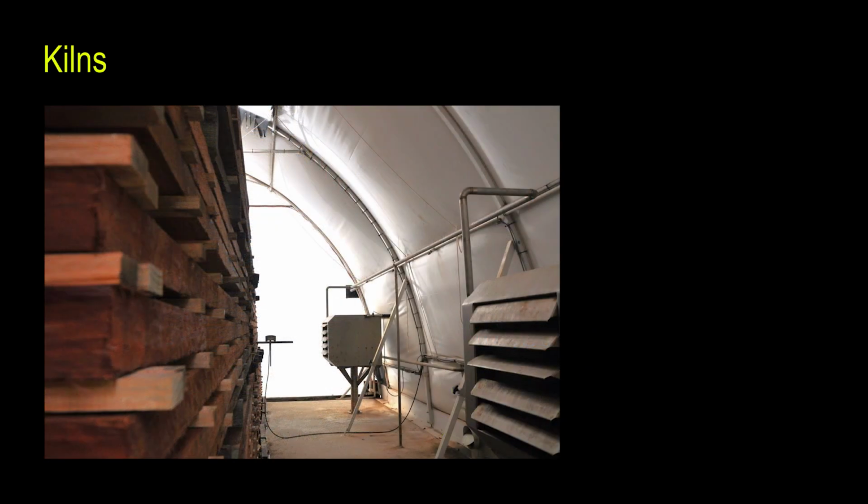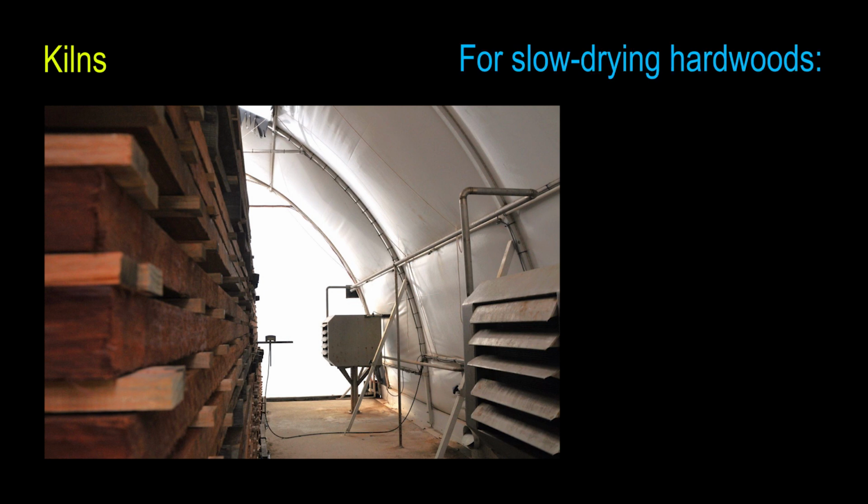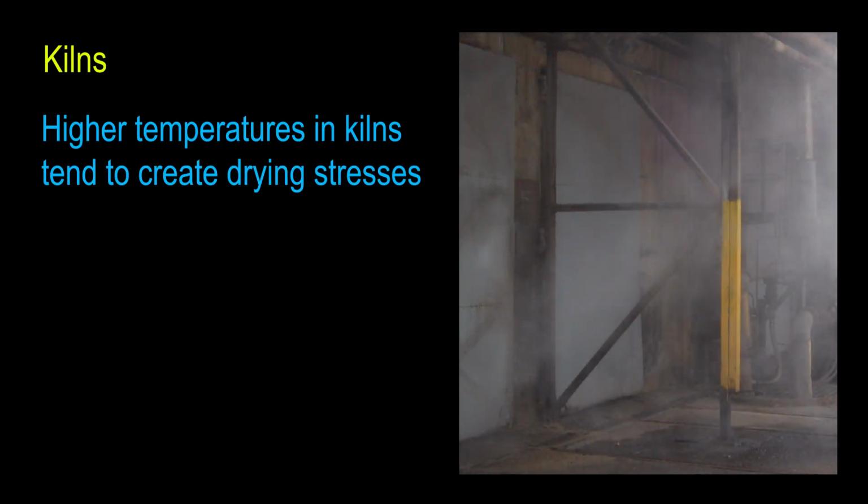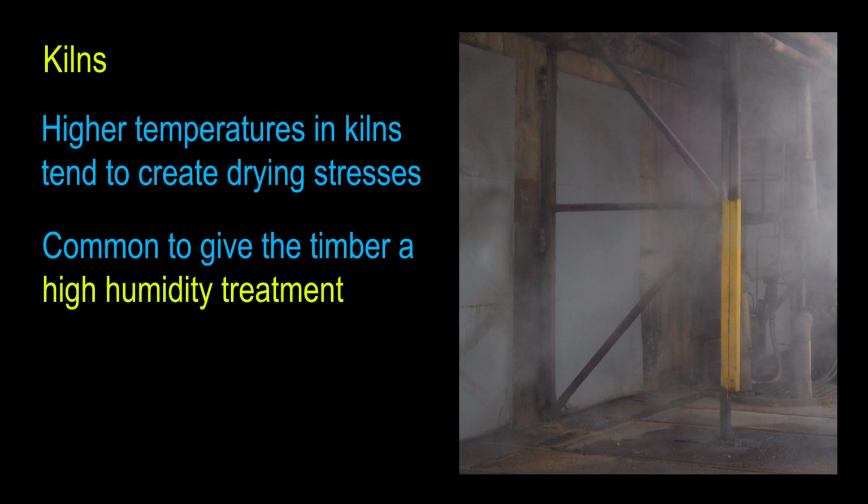Kilns have mechanical ventilation systems and heat and humidity controls to allow much faster drying under controlled conditions. For slow-drying hardwoods, it's often more economical to air dry them to fibre saturation point and then kiln dry them to EMC. However, the higher temperatures in kilns do tend to create drying stresses, so it's common at the end of drying to give the timber stack a high humidity treatment to relieve any internal stresses.